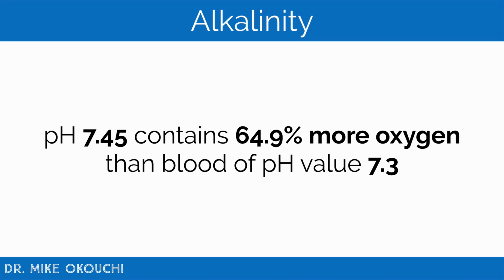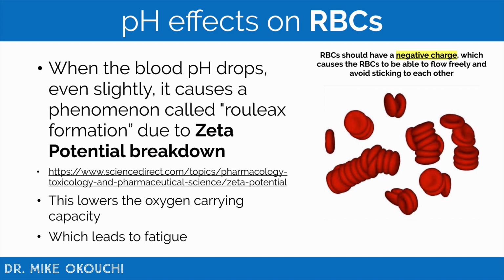Going from 7.3 to 7.45, but we're seeing a 65% increase in dissolved oxygen. And if we know that oxygen equals cellular repair or improved cellular function, now we can start to understand how the pH affects the cell. All right, this is a very important one I want you guys to understand here.